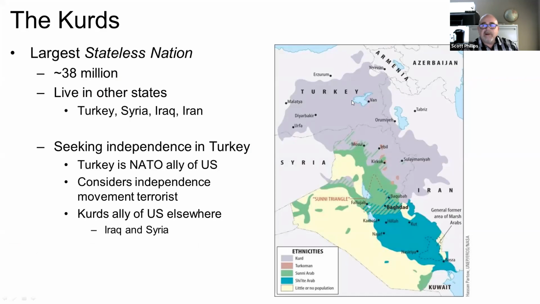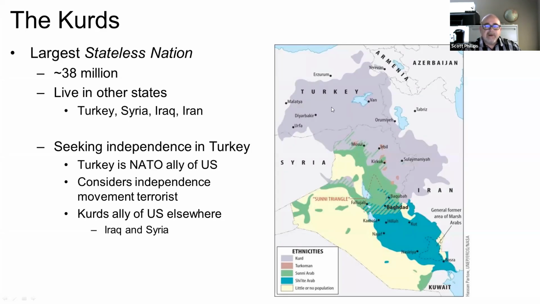And these are the Kurds, and the Kurds are the largest stateless nation, meaning that they are a nation, a cohesive group of people that identify as such, but they don't have their own country. This shaded area here shows what some people refer to as Kurdistan, or the land of the Kurds. However, they don't have their own state or country.